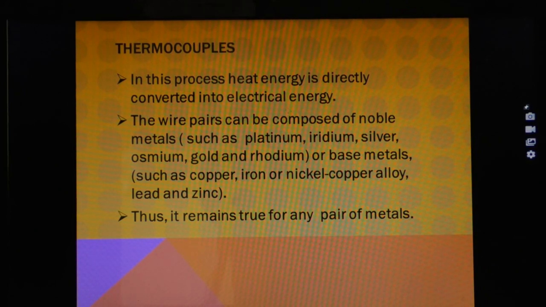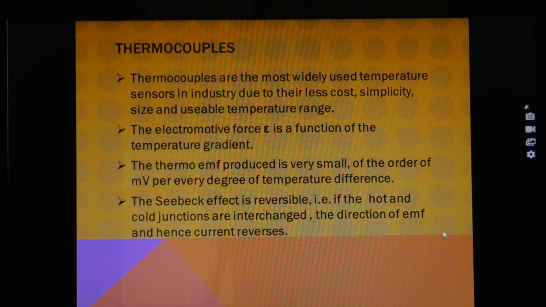The wire pairs can be composed of noble metals such as platinum, iridium, silver, osmium, gold, and rhodium, or base metals such as copper, iron, nickel, copper alloy, lead, and zinc. Thus, it remains true for any pair of metals. Thermocouples are the most widely used temperature sensors in industry due to their low cost, simplicity, size, and usable temperature range. The electromotive force, that is epsilon, EMF, is a function of the temperature gradient.